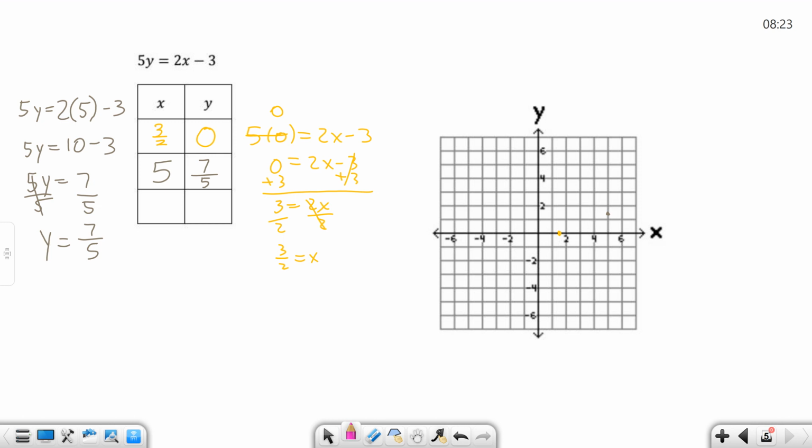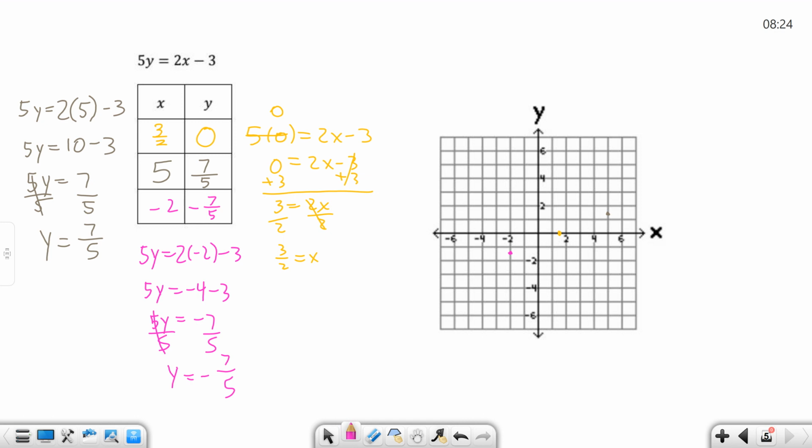Now let's find one more point, just to make sure we have a line here. So I have something between 1 and 2 and something at 5. Why don't we pick a negative number for x? Maybe -2. All right, so then 5y equals 2 times -2 minus 3. 5y equals -4 minus 3. 5y equals -7. So y equals -7/5. We already know 7/5 is almost 1.5, so -7/5 is almost down to -1.5, a little bit closer to -1 than -2 though. So at -2 we come down and it's somewhere about right here.